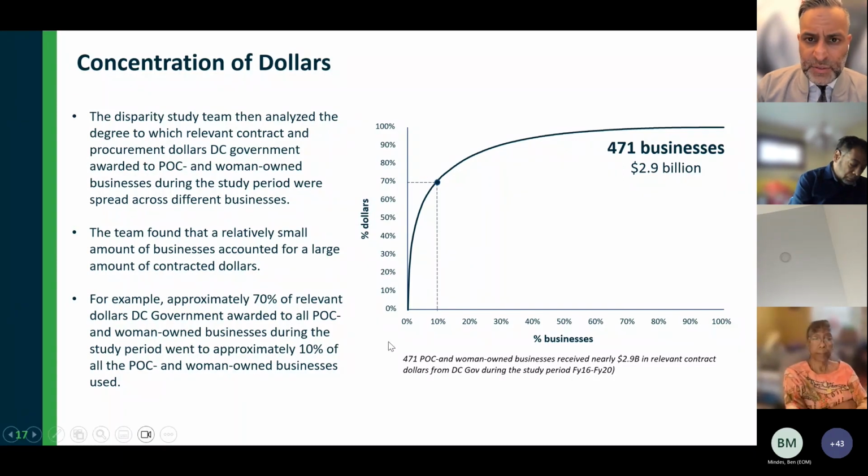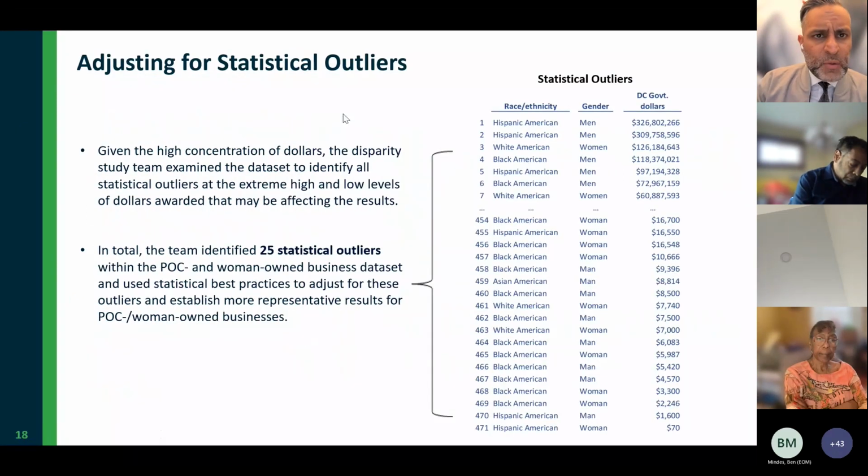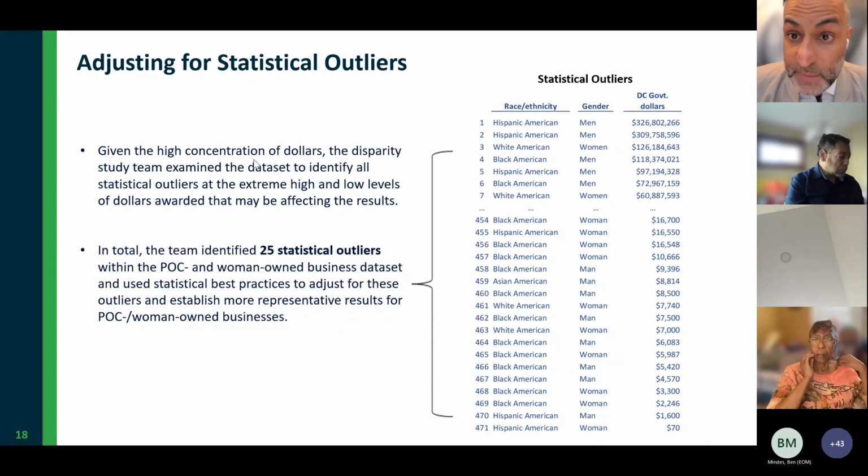And that led us to think about whether there were any statistical outliers in the data. In other words, are there certain firms that received so much money during the study period, or so little money, that they are statistically different from all the other POC and woman-owned businesses? And if that's the case, in social science, you want to account for those dollars, because our interest here is describing outcomes for your typical or average POC or woman-owned business.